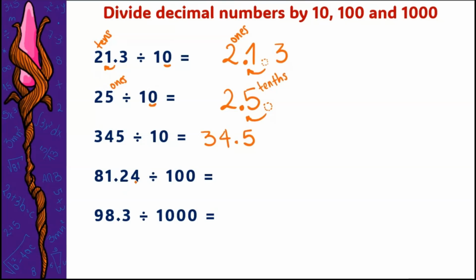Nice. In this case, let's see, the 81, the point was here, point 24. We need to move it two places. But then the number looks weird, .8124. Then you can fill it also with a 0. Because you are saying there's no holes, and then this is the decimal part. 0.8124.